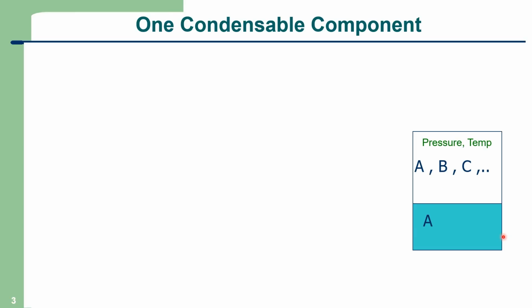Right, so for one condensable component, instead of using air, nitrogen, oxygen, H2O, argon, we use A, B, C to represent each component or each substance. Only one can be condensed. That means A can be condensed, not B, C, D, E, for example.